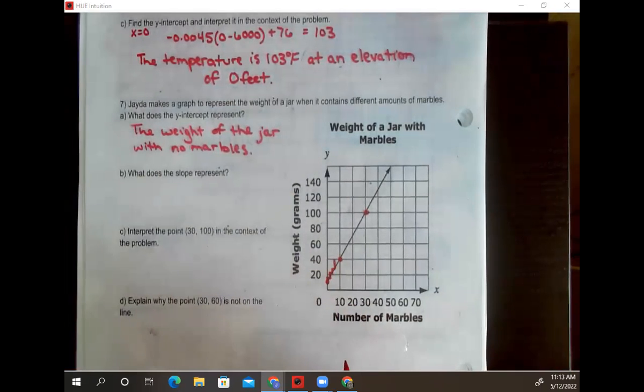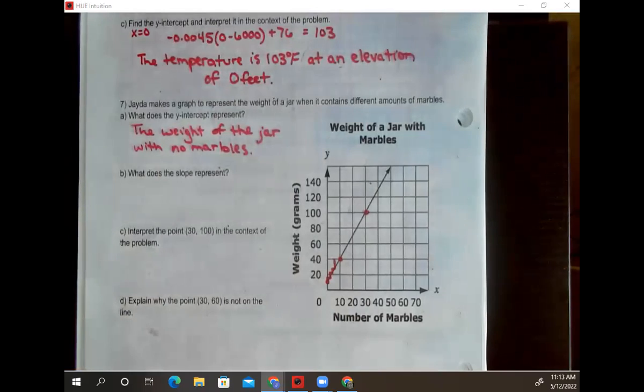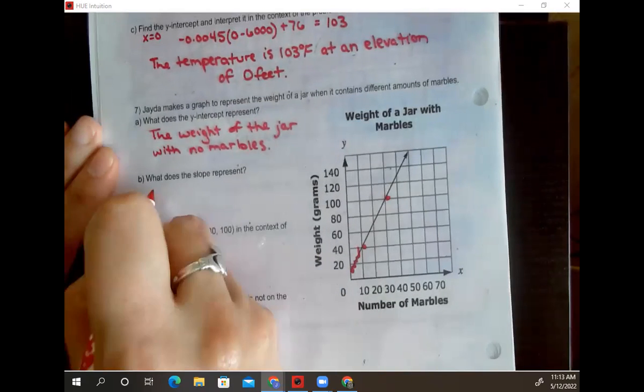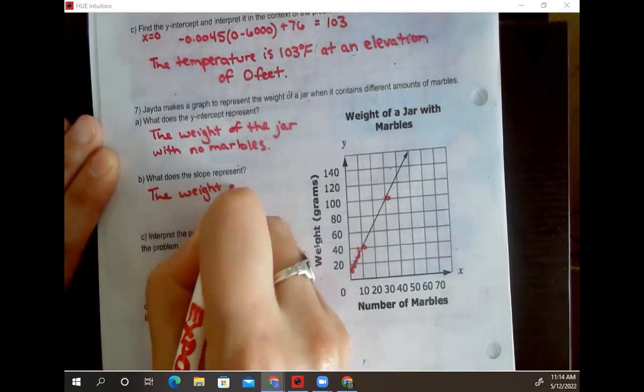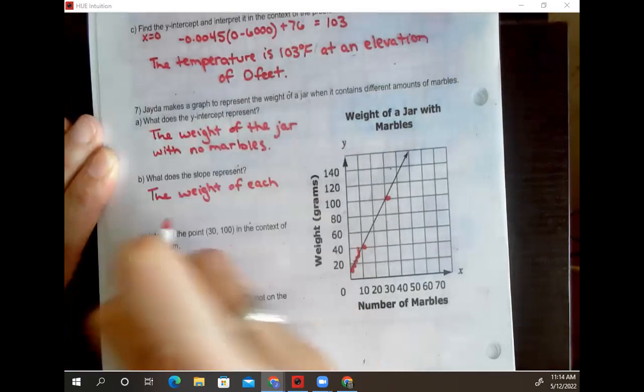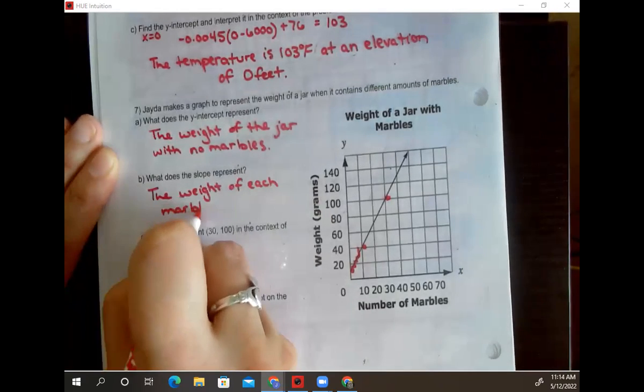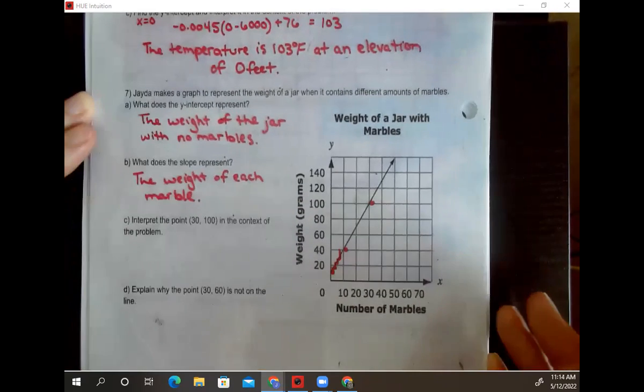It's what? It's positive, right? Why is it positive? It's going up, right? I've got this jar on a scale. I'm plunking marbles in there. The amount that the scale changes every time I plunk in a marble, what's that telling me? We said the weight of our jar is the y-intercept. That would be the weight of my marbles, okay? The weight of each marble. That's what my slope represents. So if I were to calculate it, that would tell me how much a marble weighs.